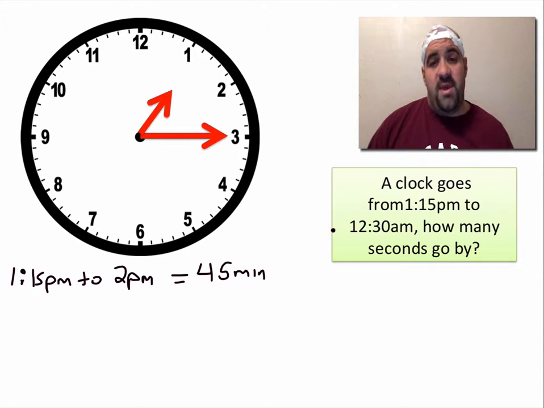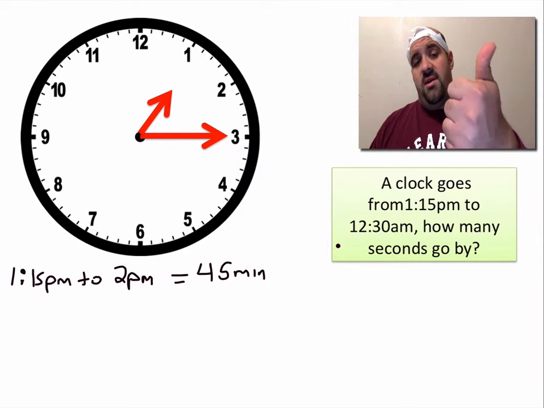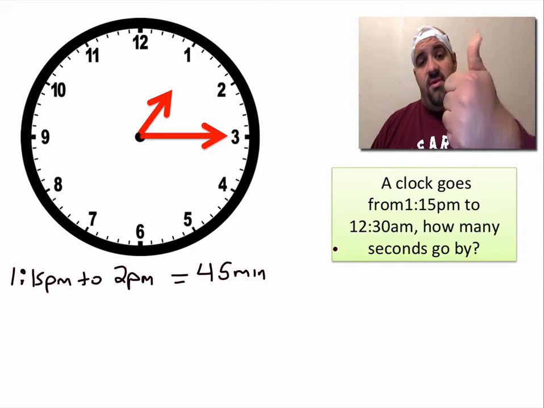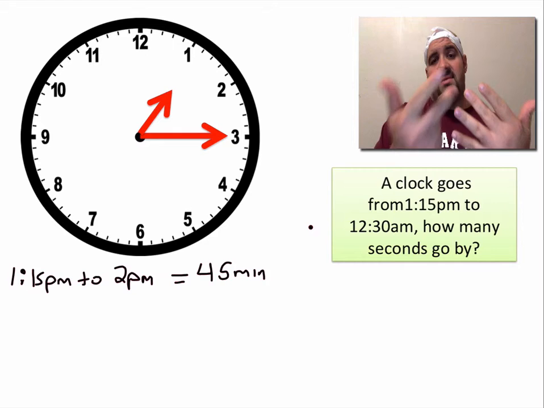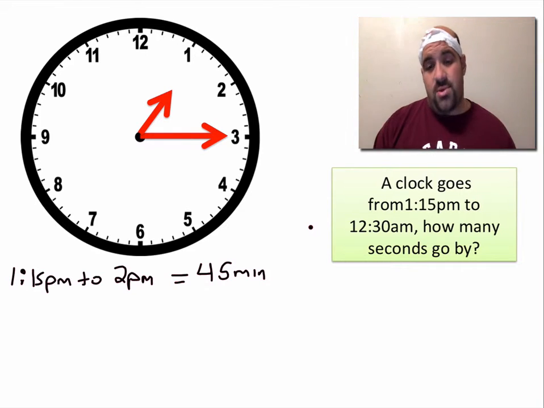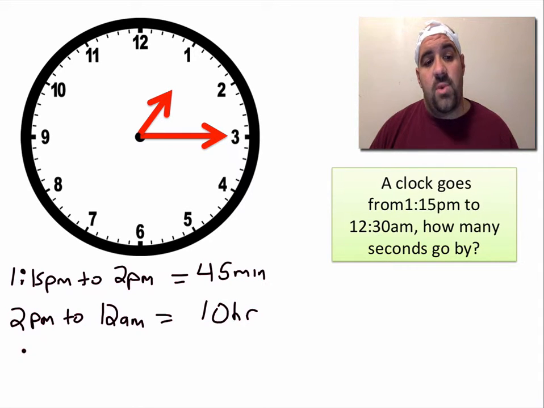And if we went from 2 p.m., we've got to go to 12:30. From 2 p.m. to midnight, 2 to 3, 4, 5, 6, 7, 8, 9, 10, 11, 12, it's 10 hours. 2 p.m. to 12 a.m. equals 10 hours. And of course, we're going from 12 a.m. to 12:30 a.m., which equals 30 minutes.